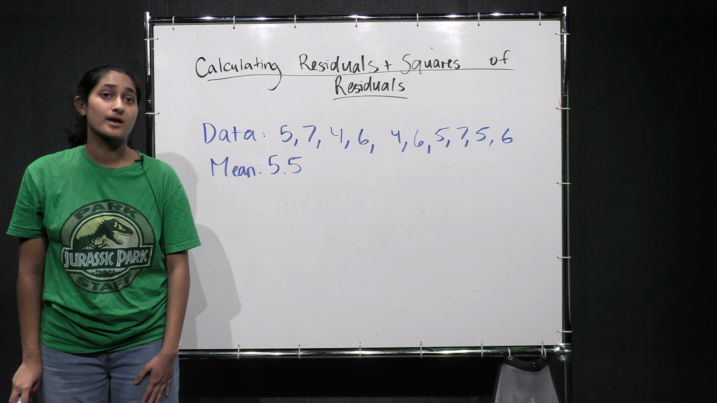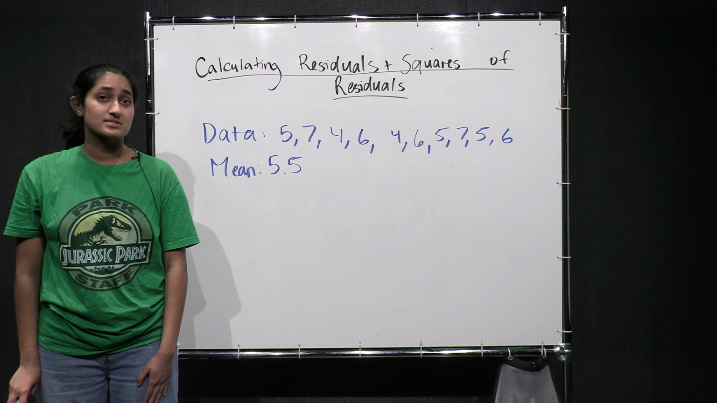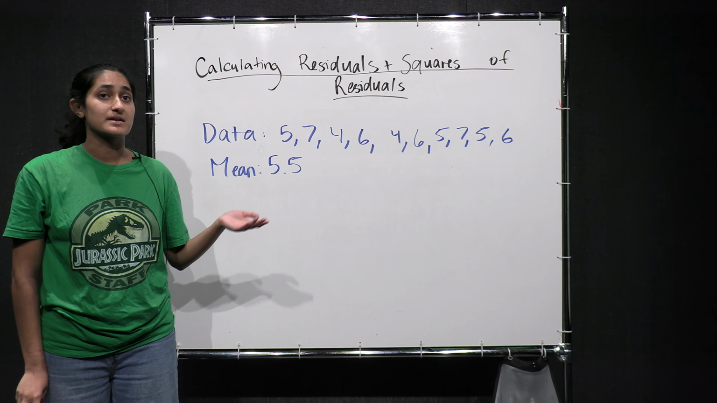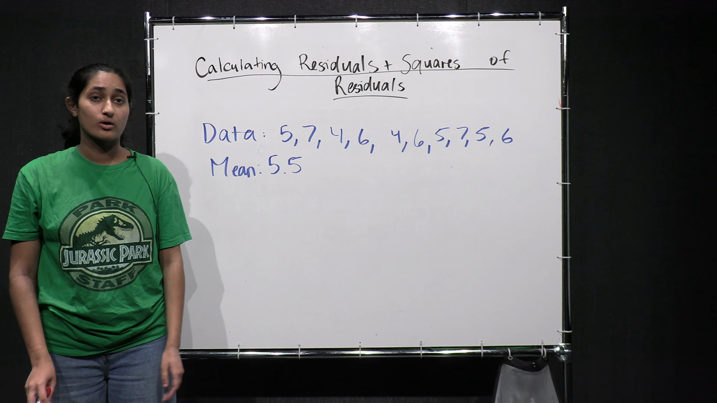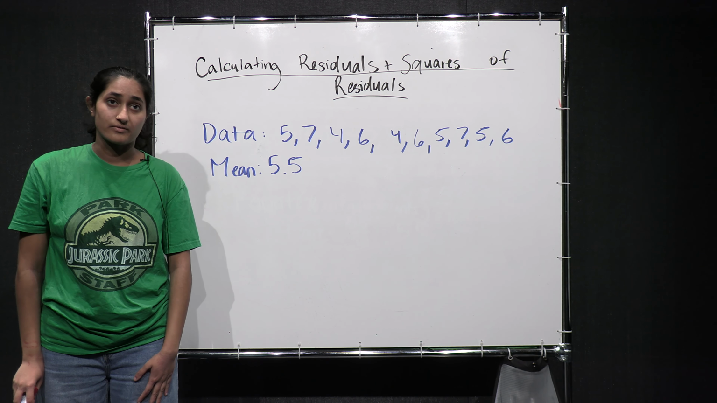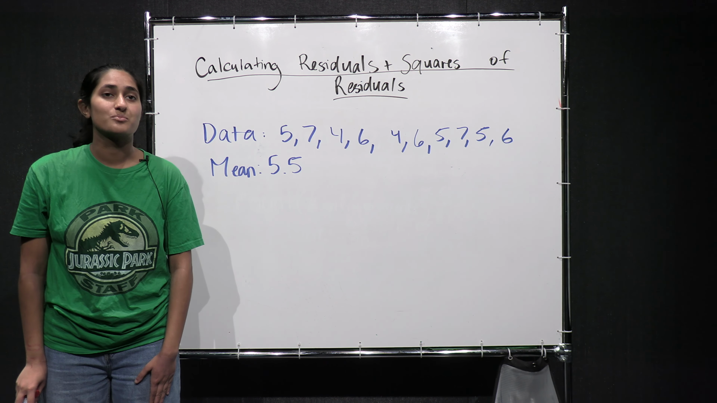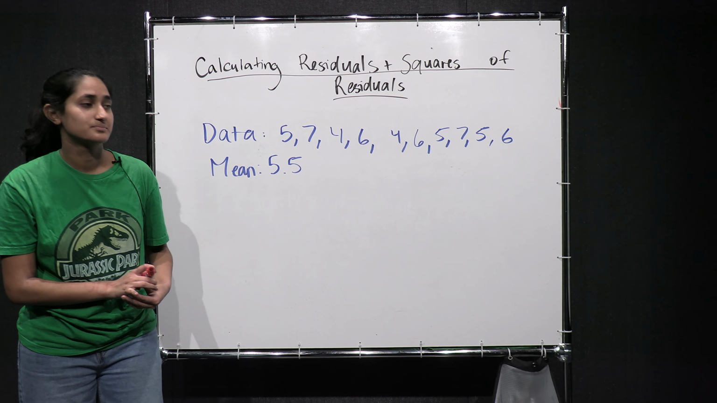We next need to calculate our residuals, or the distance from our measurements to the mean. This distance is given by 5.5 minus each individual measurement, or 0.5, negative 1.5, 1.5, negative 0.5, 1.5, negative 0.5, 0.5, negative 1.5, 0.5, and negative 0.5.